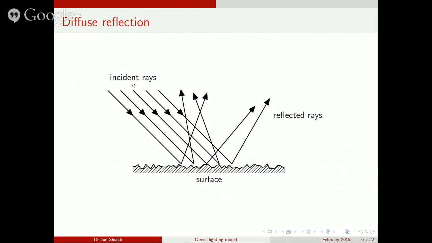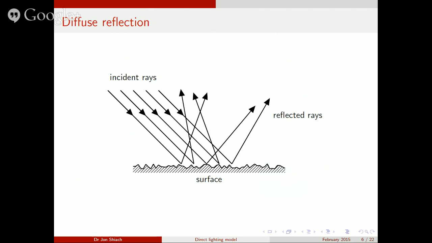As incident rays hit our surface, so these are parallel incident rays, which will come from a light source, they're scattered in all directions. Depending on where you're viewing the object from, you might see some reflected rays, you might not see others. This is the idea of reflection off of a dull surface, and this is what we call diffuse reflection.